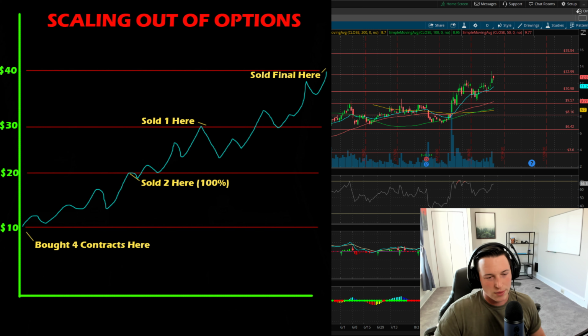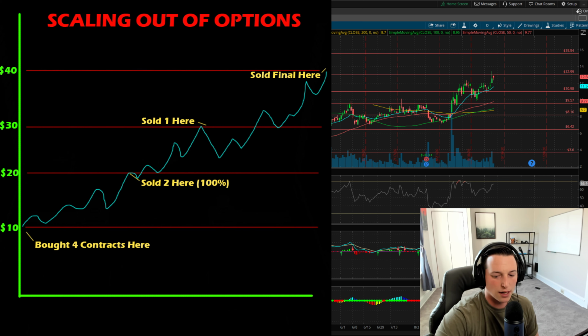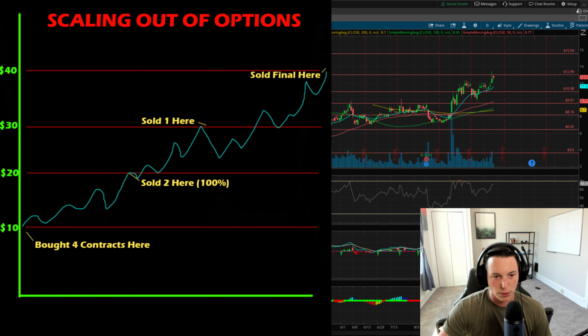So you can see here, this is just a fake stock that I created. These are the price levels: $10, $20, $30, $40. And let's pretend that we bought 4 contracts, 4 calls on this stock at $10. This blue line is going to be our projected price targets, and these red lines are going to be your resistances. So before taking the position, obviously we first find our risk versus reward, and obviously it's worth it in this point. That's why we took it.